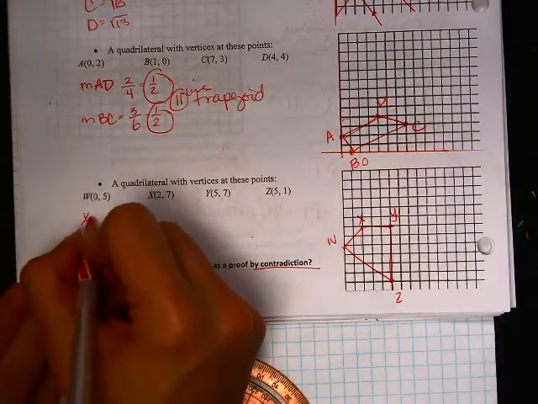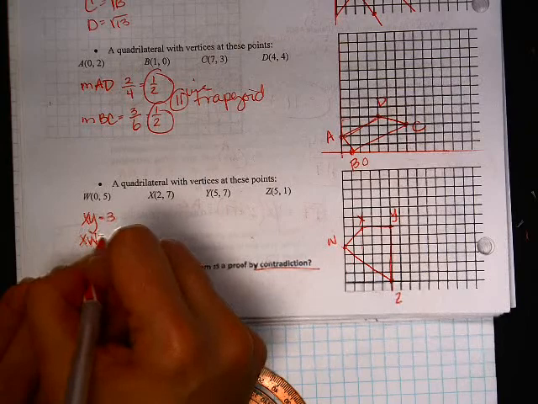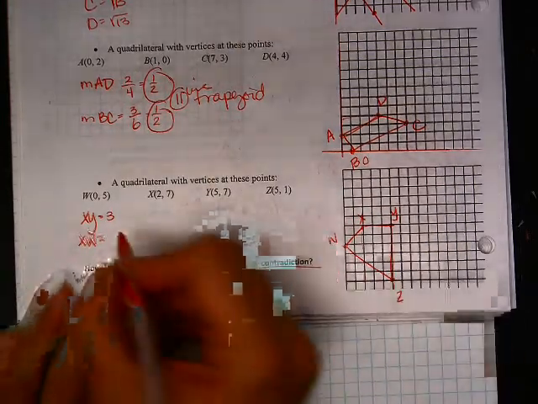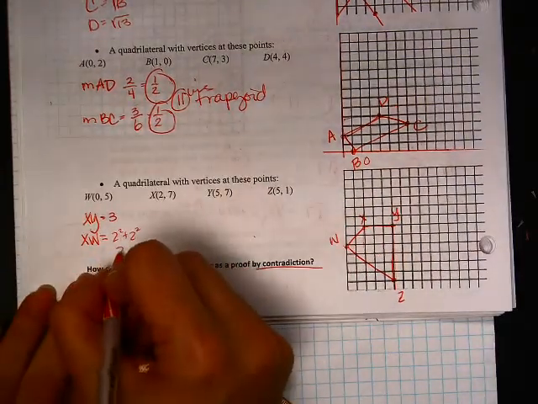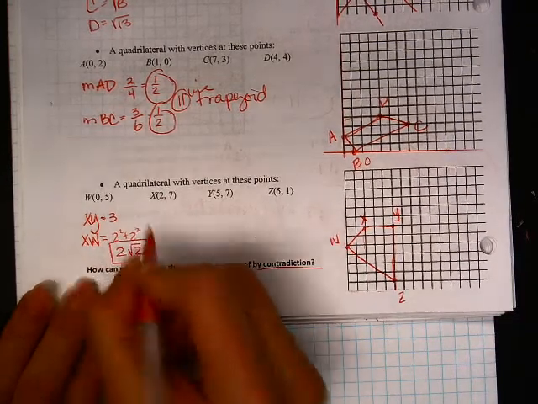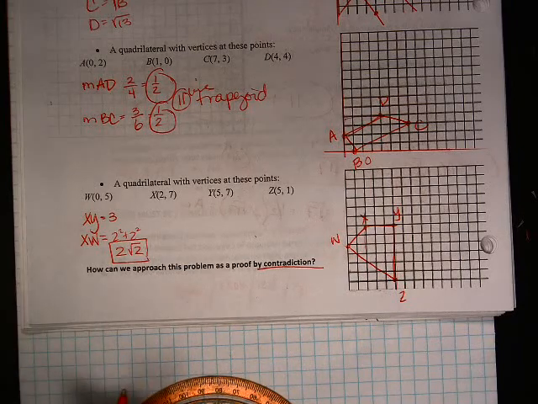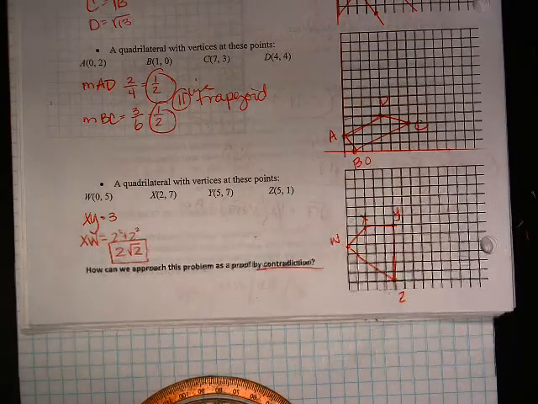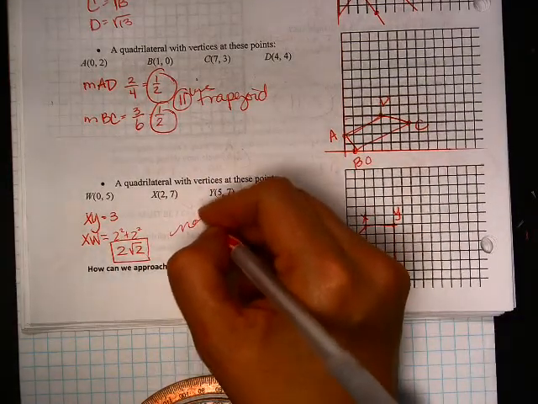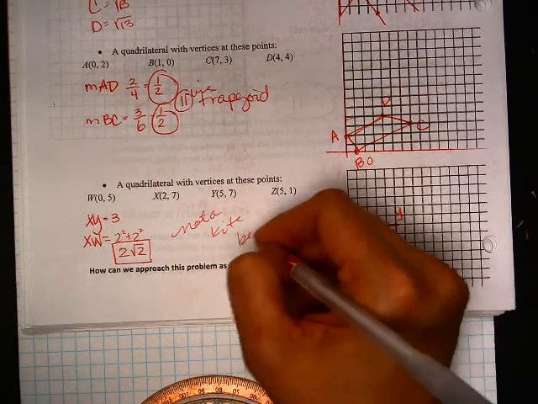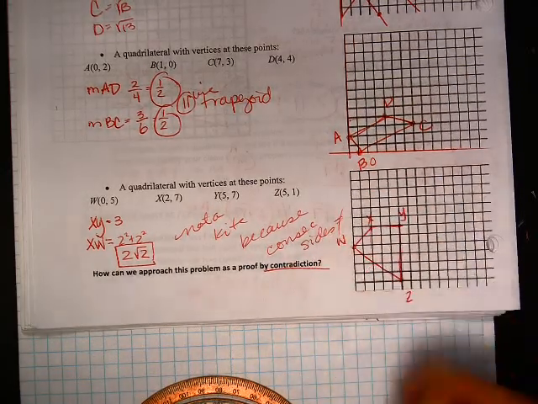So we're going to do XY is equal to 3. And we're going to say that XW, we're trying to see if it's equal to 3. So we're going to do 2 squared plus 2 squared, which is 2 root 2. It's not 3. So when you look at 2 root 2, you do get like 2.82, so it's close to 3, but it's not. So even though it looked like it, it wasn't actually a kite. So this is not a kite because consecutive sides are not equal to each other.